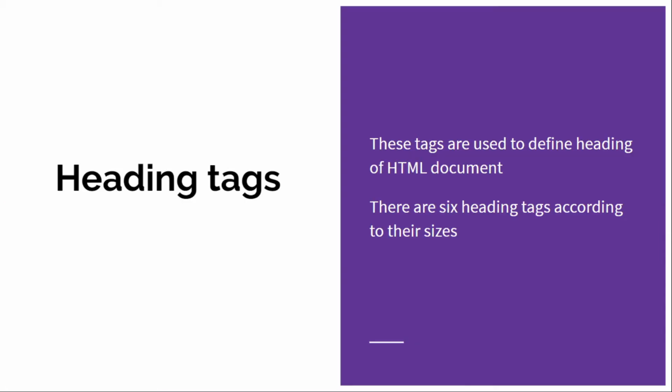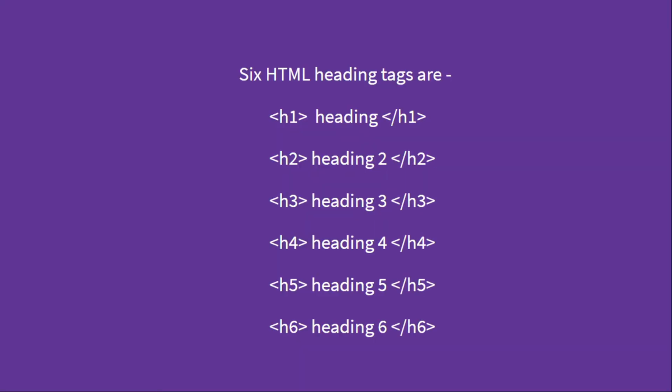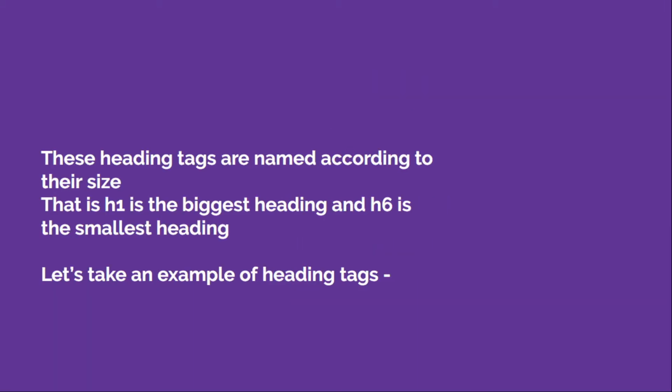So first, we will discuss heading tags. Heading tags are used to give headings in an HTML document. There are 6 heading tags in HTML according to their sizes, and you can see them on your screens. H1 is the biggest heading in HTML and H6 is the smallest heading in HTML.